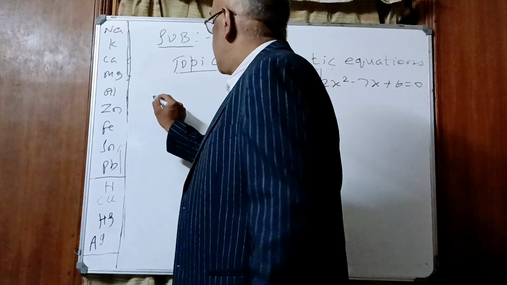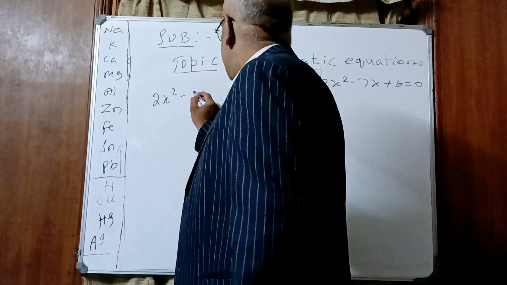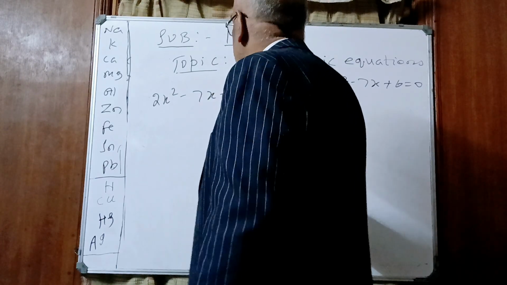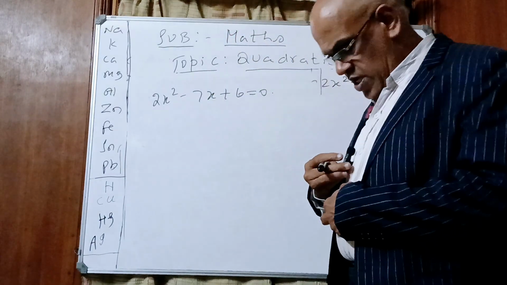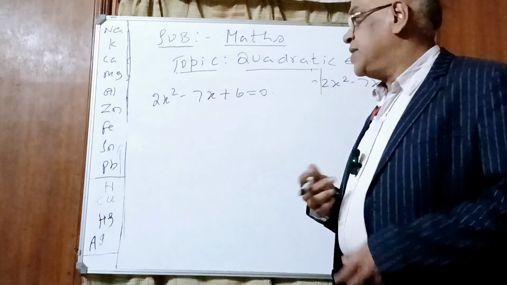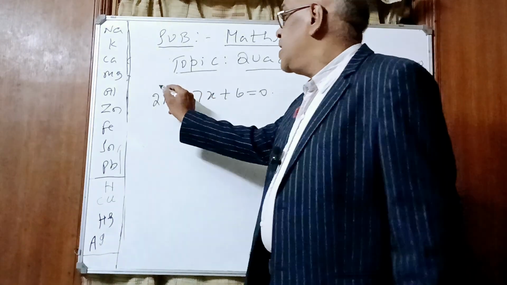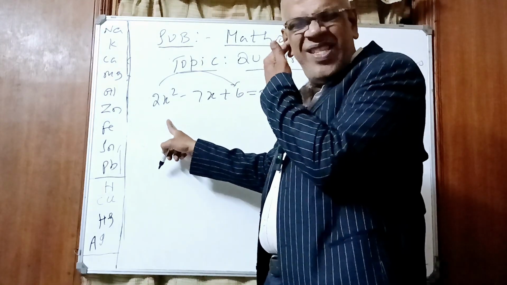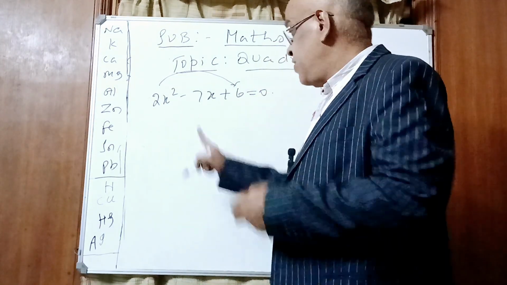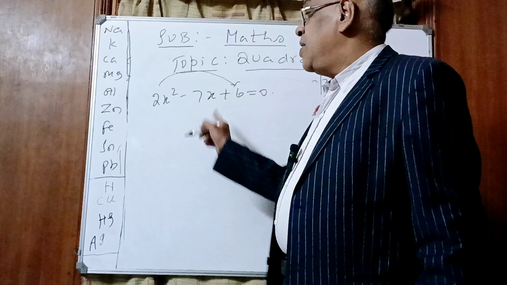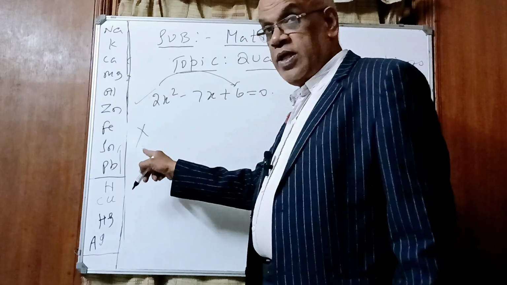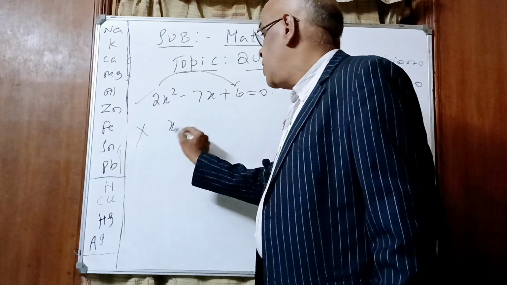2x square minus 7x plus 6. When the x square coefficient is more than 1, children, you have to do one more extra step. What is that? Shift the coefficient of x square to the constant term. If it is 2 and above, then multiply it with the constant term. This is the original equation. I put a cross because it's not the original equation.